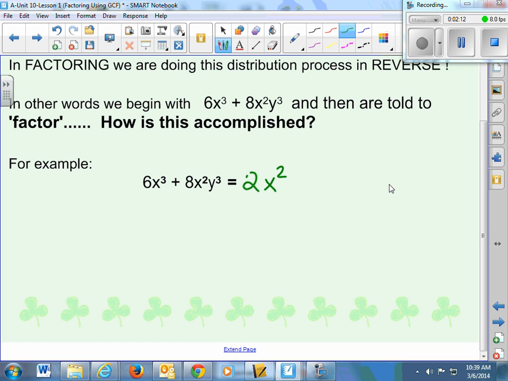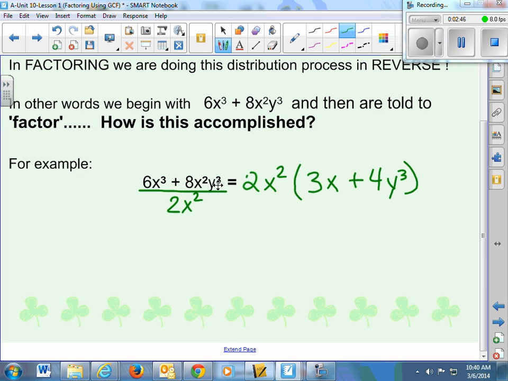Now, as a shortcut, I'm going to divide both of my terms by 2x squared. So I'm just simplifying, and that's what we did in this last unit. So what is 6x cubed divided by 2x squared? Well, 6 divided by 2 is 3. X cubed divided by x squared is x. Remember to subtract our exponents. Do the same thing with the next term. 8 divided by 2 is 4. X squared divided by x squared is 1, so it cancels out, and then we have y cubed left over.